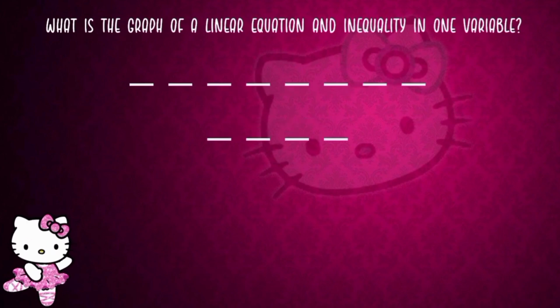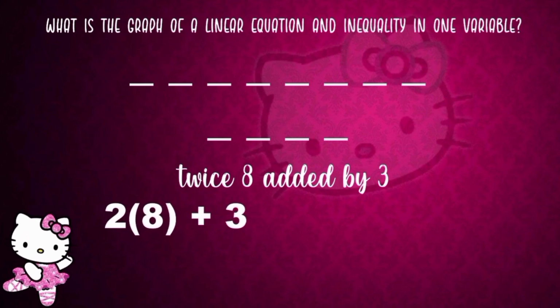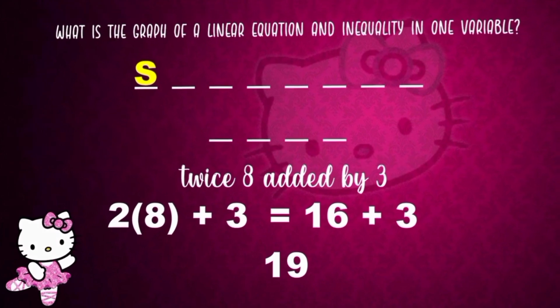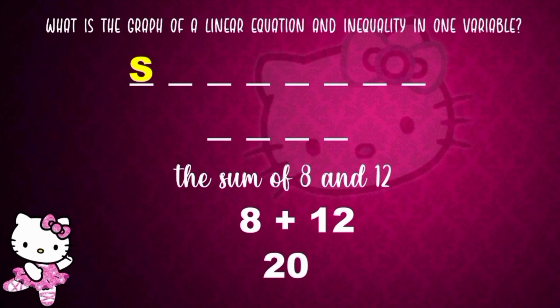Now let's answer the question using the clue. Twice 8 added by 3. We have 2 times 8 plus 3. Then 2 times 8 is equal to 16 plus 3. And that is 19. And the 19th letter in the alphabet is letter S. The next one is the sum of 8 and 12. We have 8 plus 12, and that is 20. The 20th letter in the alphabet is letter T.